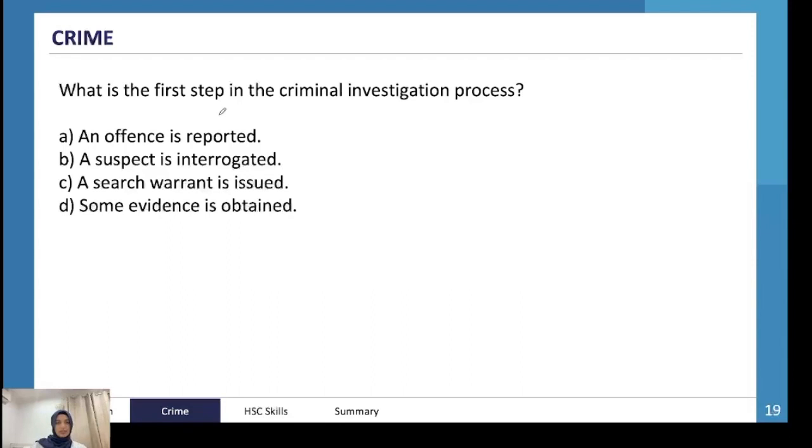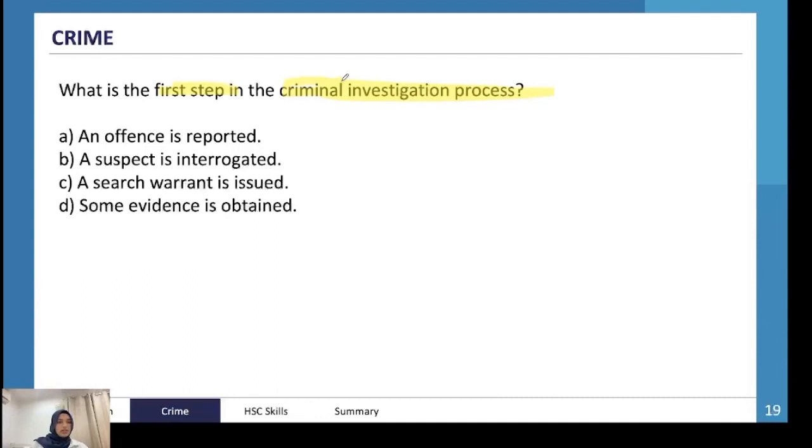So this is where your syllabus knowledge becomes important in terms of the structure. The legal studies syllabus for crime specifically is structured in a way where it goes through the entire process, starting off with what a crime is and then going through the process of when a crime first occurs all the way to sentencing, punishment, etc. So it's really important that you think about that structure because you will get questions like this one.